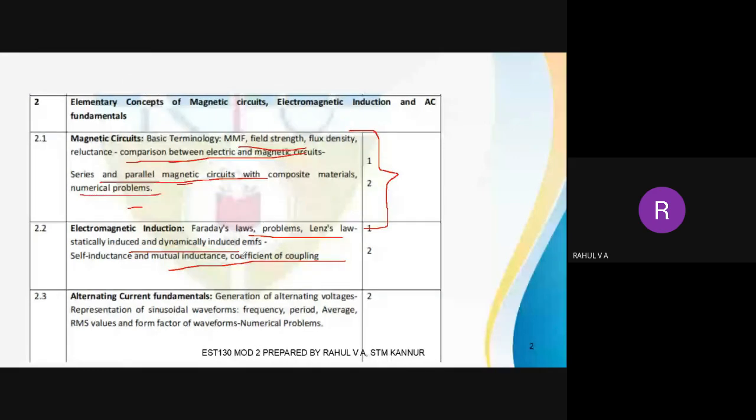Faraday's law, Lenz's law, and related to Faraday's law, we have done one problem. We have discussed statically and dynamically induced EMF. We have also discussed self-inductance, mutual inductance, coefficient of coupling. And next one is alternating current fundamentals.